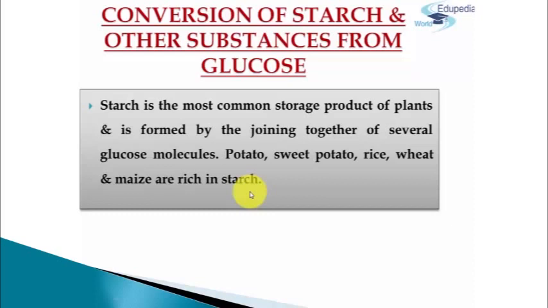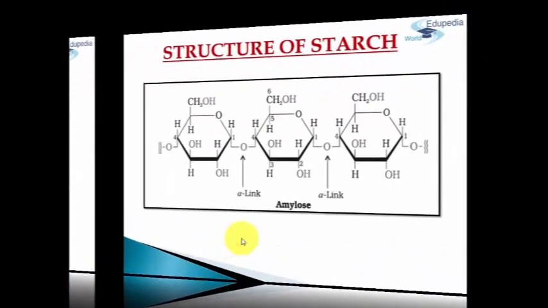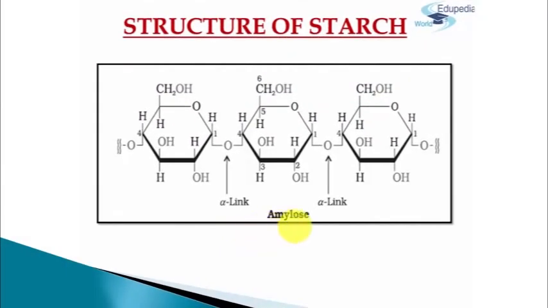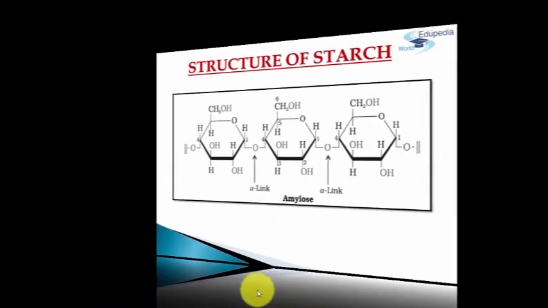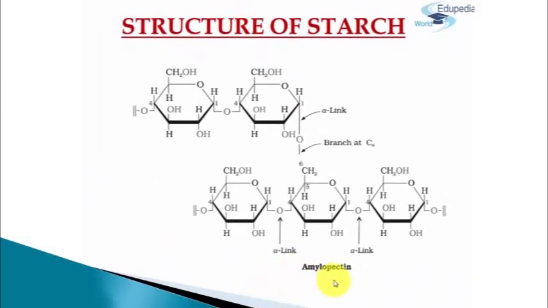It is a polymer of alpha glucose and consists of two components. First one is the amylose. Amylose is a water-soluble compound and it makes up 15 to 20% of starch. You can see the structure of amylose here. How are the molecules linked? Next is amylopectin. Amylopectin is not water soluble and it makes up 80 to 85% of starch.